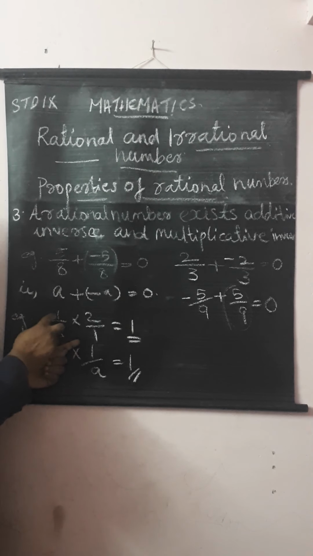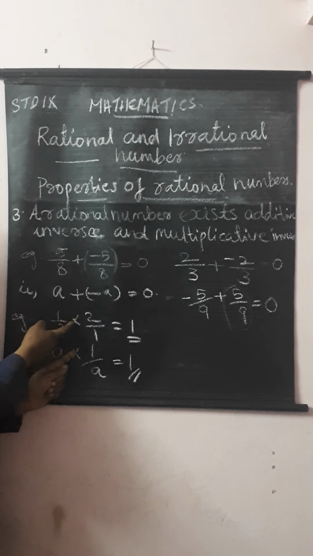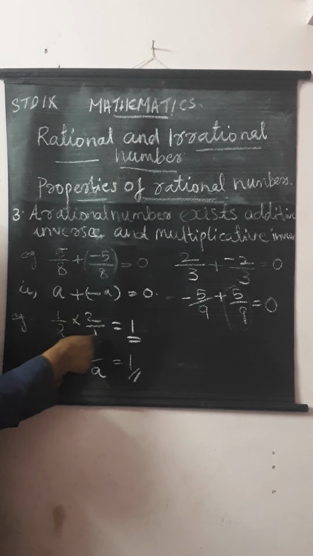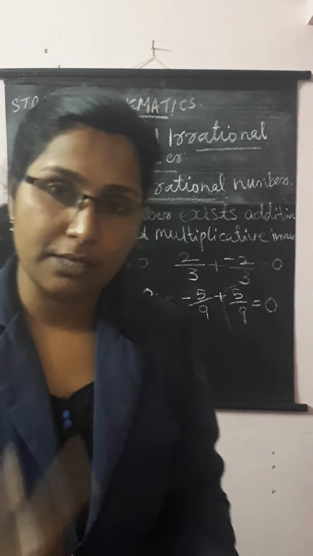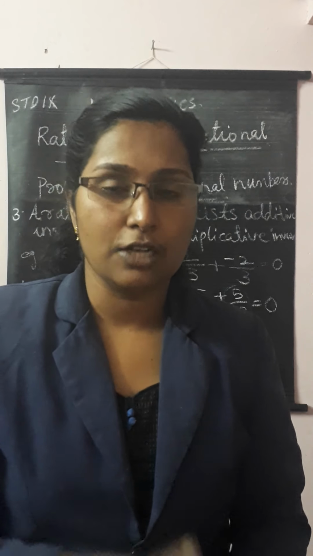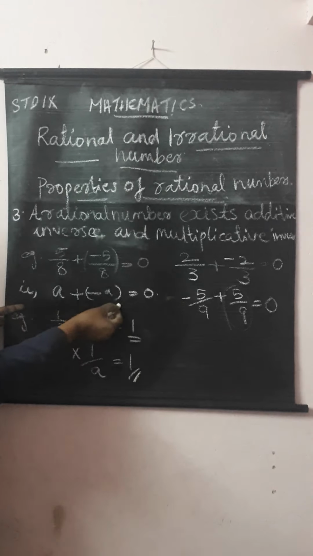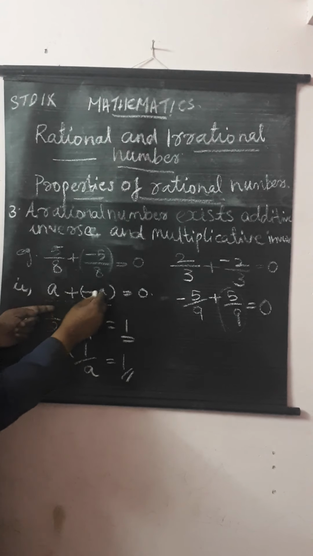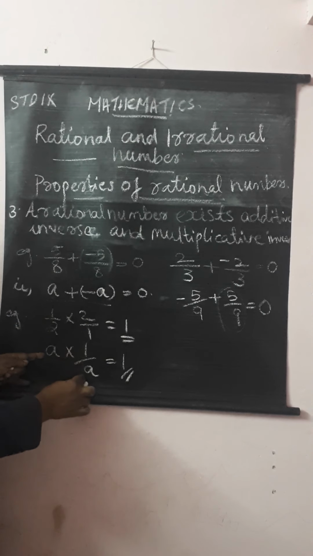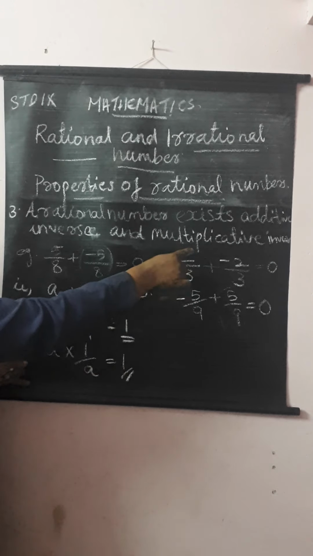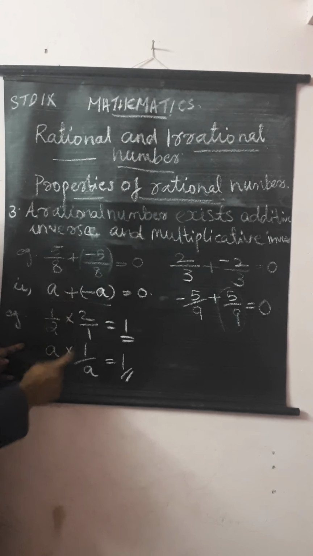For example, 1 by 2 into 2 by 1. Listen, 1 by 2 into its reciprocal, 2 by 1, the result is 1. That is, when you multiply a number and its reciprocal, the result becomes 1. That is also satisfied in the case of rational numbers. Generally, a plus minus a is equal to 0, the additive inverse. A into 1 by a is equal to 1, the multiplicative inverse. That is the general form.